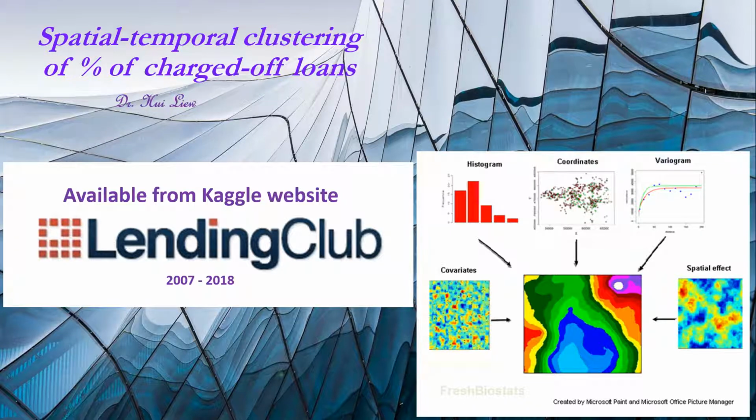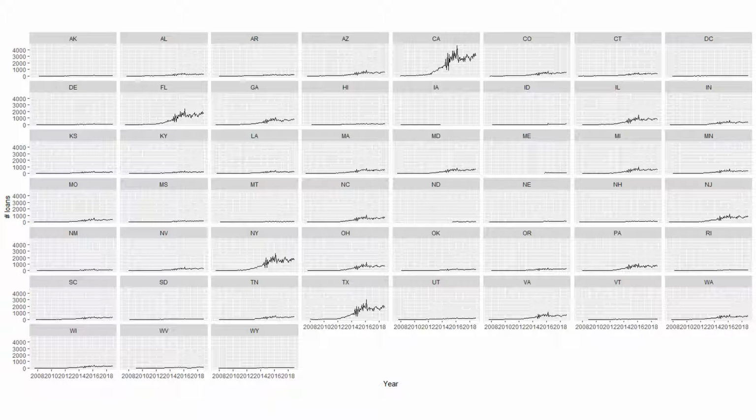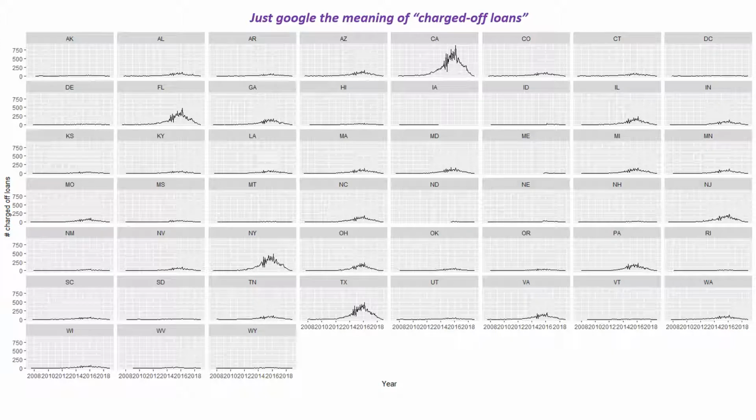Here, we attempt to analyze the spatial-temporal clustering of the percentage of charge-off loans. And we are using the same data set, the Lending Club data, from 2007 to 2018. I'm sure you've seen this from the previous video. These are the trends in the total number of loans for debt consolidation in different states in the United States. You've seen this before too from the previous video.